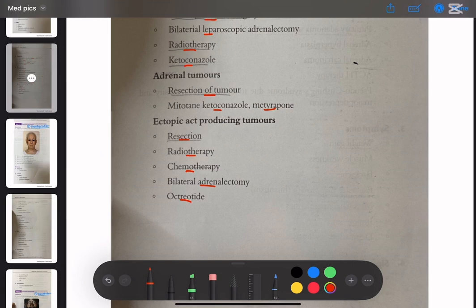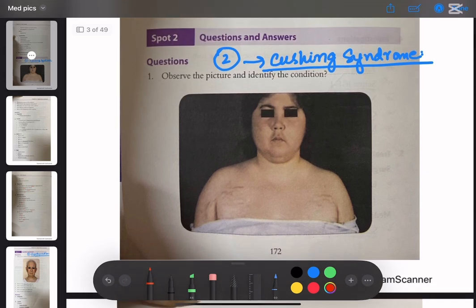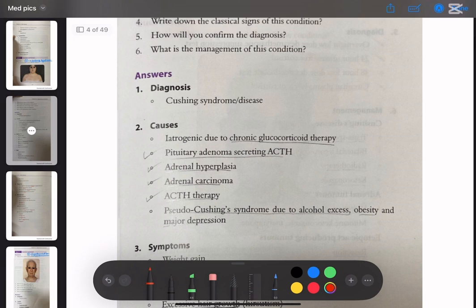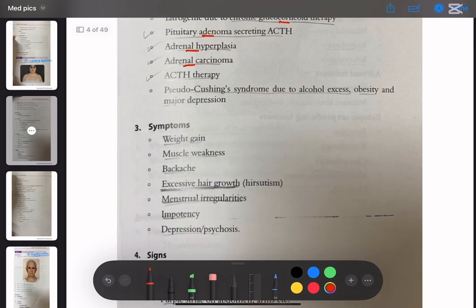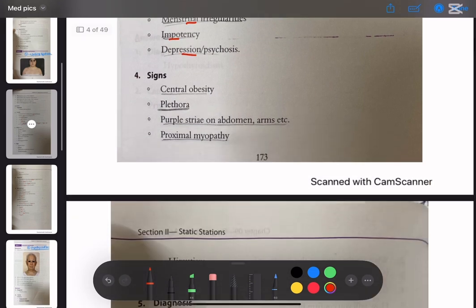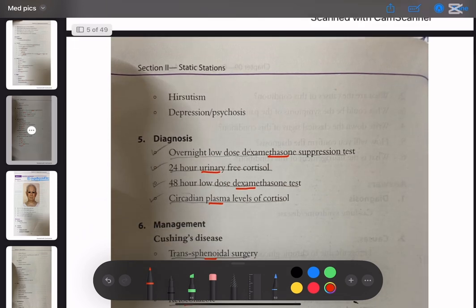These are done. Okay. So we have discussed that this is Cushing syndrome, and the causes are iatrogenic due to chronic glucocorticoid therapy, pituitary adenoma, adrenal hyperplasia, adrenal carcinoma, adrenocorticotropic hormone therapy, and pseudo-Cushing syndrome due to alcohol excess, obesity, and major depression. The symptoms are weight gain, muscle weakness, backache, excessive hair growth, menstrual irregularities, impotency, and depression or psychosis. The signs are central obesity, plethora, purple striae on the abdomen, and proximal myopathy, hirsutism, and depression.